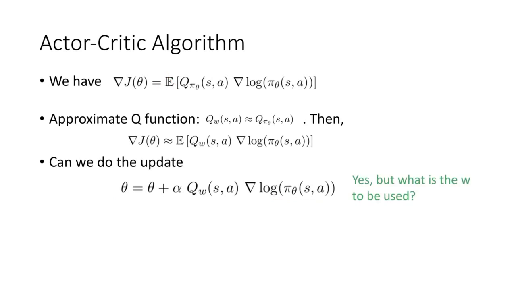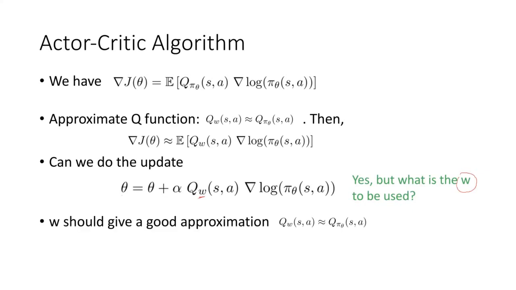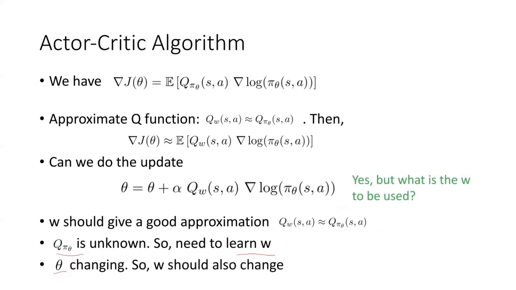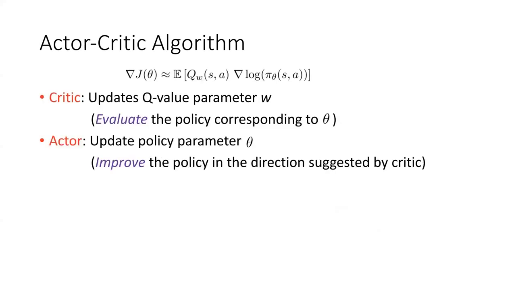We can do this, but now the question is, what is the W that I want to use? I just gave you an update of theta without mentioning anything about W. So which W should I use? Intuitively, this W should be a good approximation of Q pi theta. So the neural network corresponding to the Q function approximation should approximate the Q value corresponding to the policy pi theta correctly. But how do we do that? Q pi theta is unknown, so we need to learn W, but theta is changing, so W should also change with theta. So that is where the idea of actor critic comes.